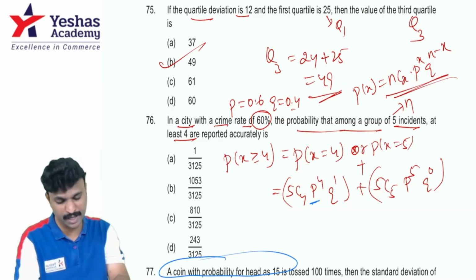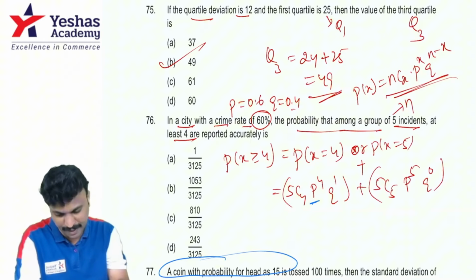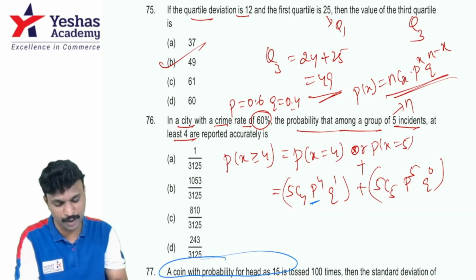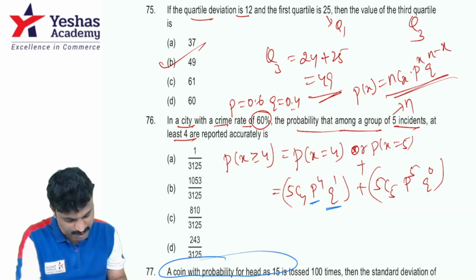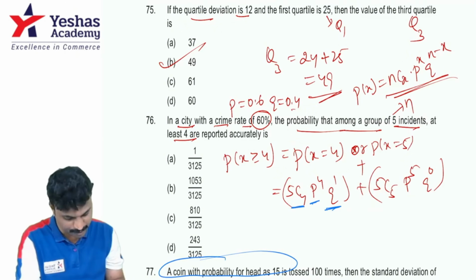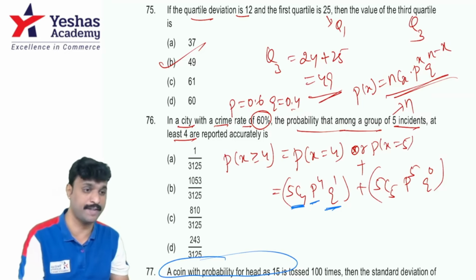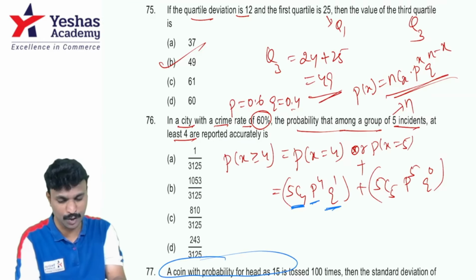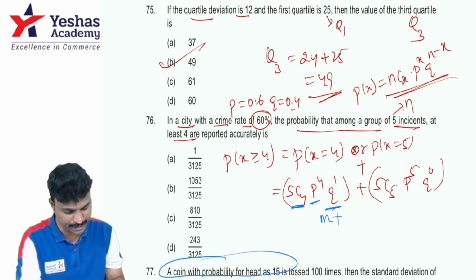So p has got the highest power in the first term. What is my p? 0.6. Raise the power to 4. Press into equal to 3 times, 1, 2, 3, into what is my q here? Q is 0.4 into what is my 5c4? 5c4 is nothing but 5c1, which is nothing but 5 only. Store by pressing M plus.